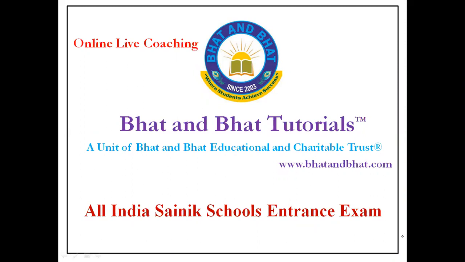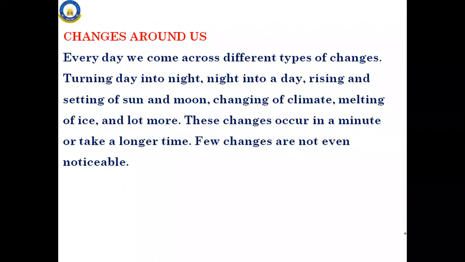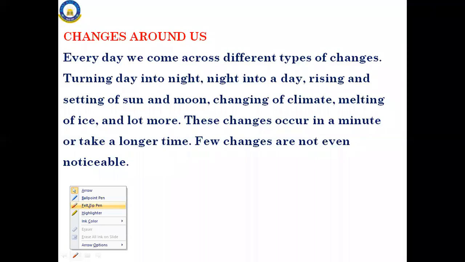So in this session, I will be starting the third chapter under Sainik's entrance school examination, that is Changes Around Us. First we will be learning what is a change in this chapter, what exactly is meant by change, and then we will be understanding the different kinds of changes, and after that we will be studying the examples of the different kinds of changes that are happening in the surroundings. So to start with, what is a change?